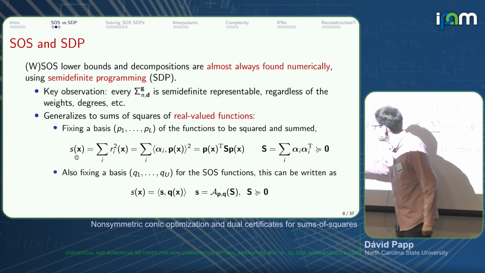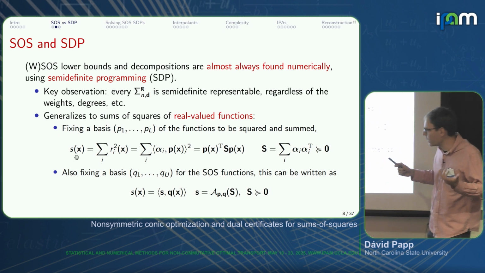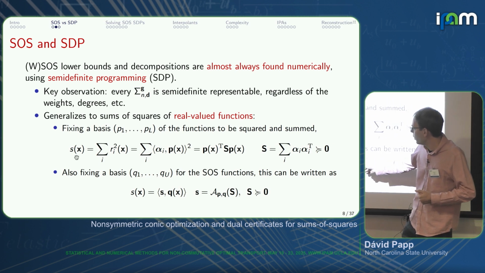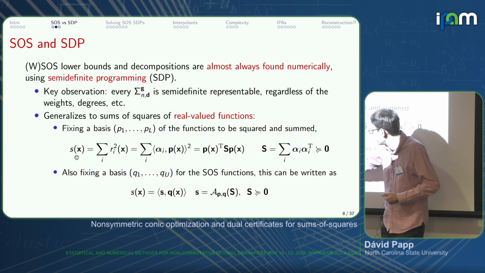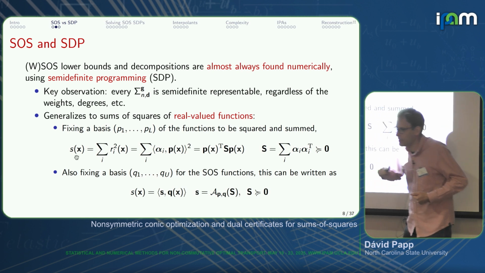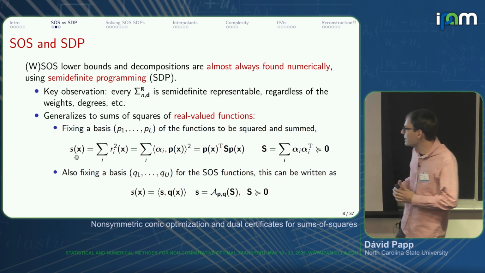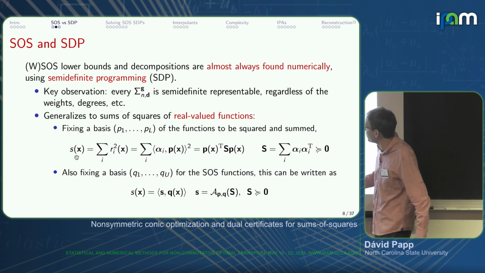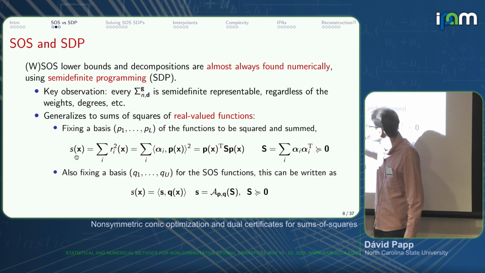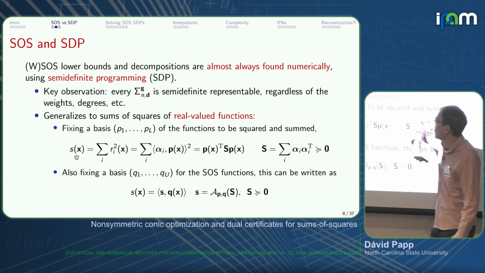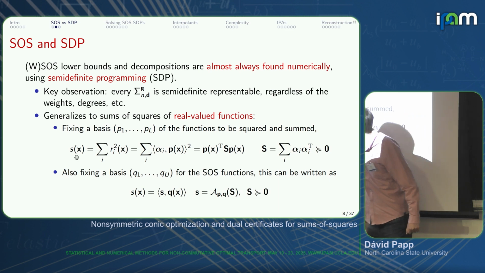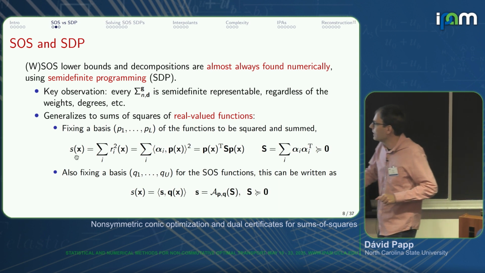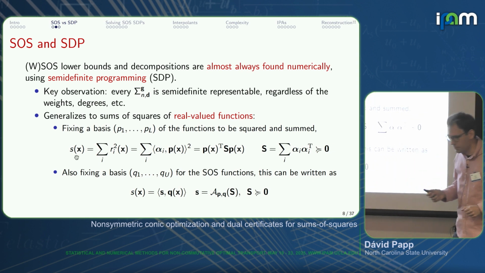that the coefficient vector of our function, this boldface s, is the coefficient vector of a sums of squares function if and only if there exists a positive semi-definite matrix whose image under some linear map, this is the important thing, this is a linear map, is that coefficient vector. Okay, and this linear map can be actually easily computed from the two bases. So once I'm given the basis of the polynomials to be squared and summed, and the basis for the sums of squares polynomials, if these bases are fixed, then I have a fixed linear map here.